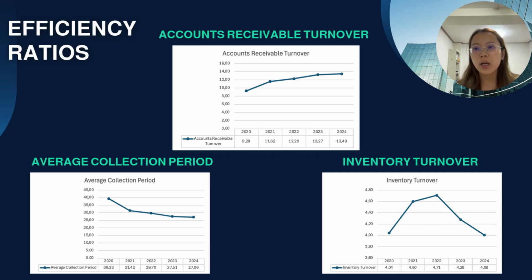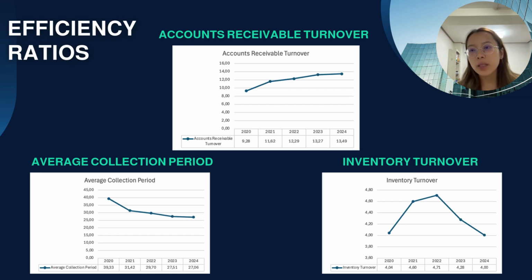This upward trend indicates that the company has become more efficient in collecting its receivables over the years. A higher turnover suggests that the customers are paying their debts more quickly, which enhances the company's liquidity and reduces the risk of bad debts. Second one is average collection period.